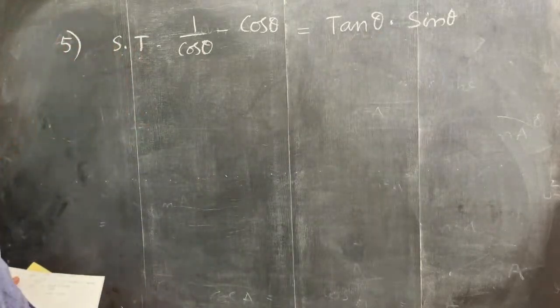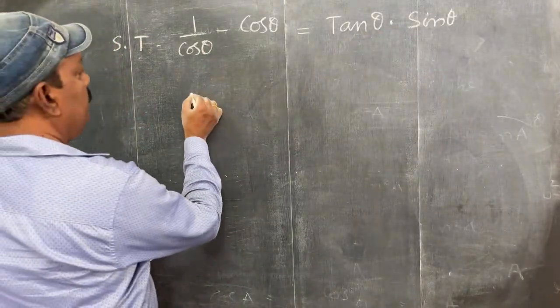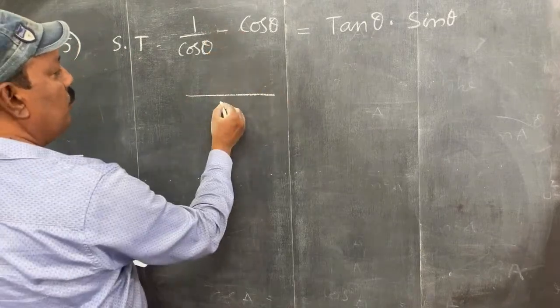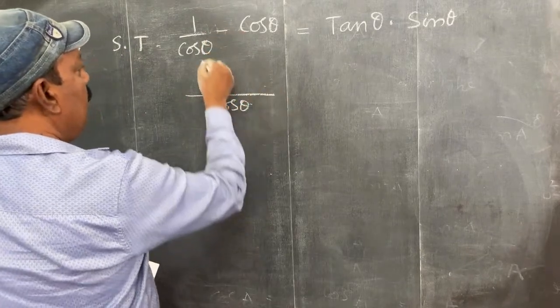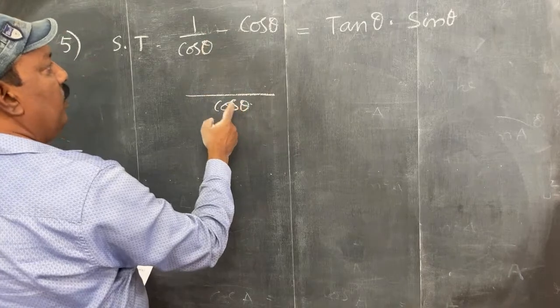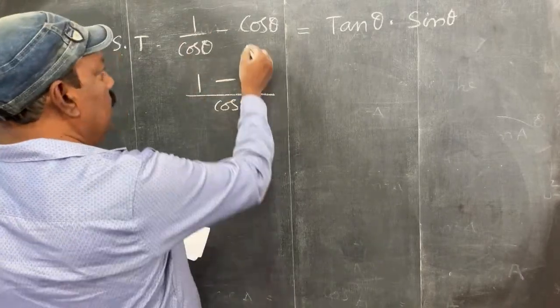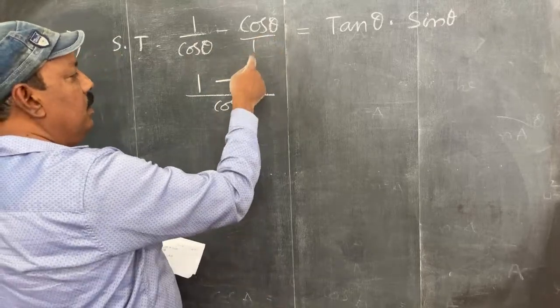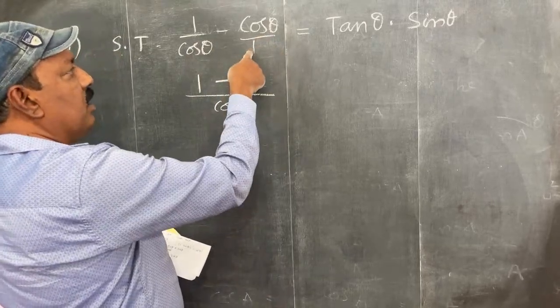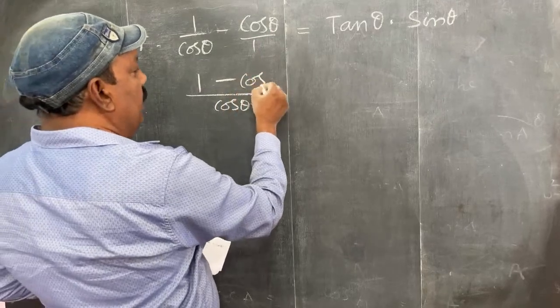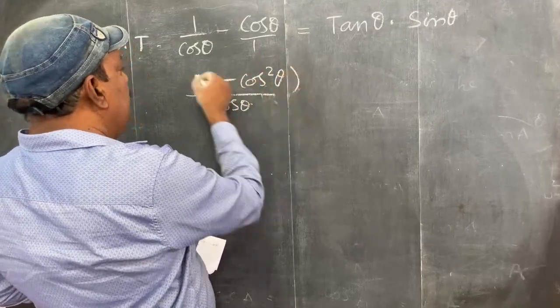How will it be? First of all, you have to go for LCM. Because of the fraction form, you have to go for LCM. LCM is cos theta. Cos theta by cos theta, you will get 1, into 1, 1 only. Here the denominator is 1. Here, cos theta by 1, cos theta into cos theta, cos square theta. We got cos square theta here.